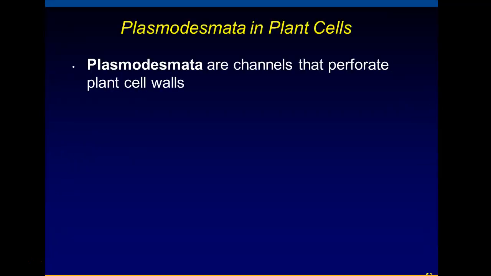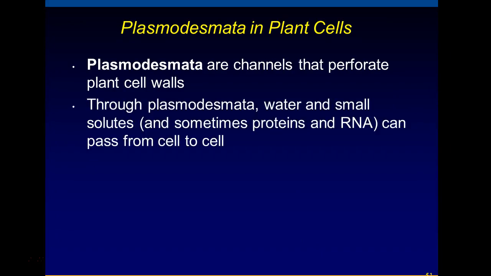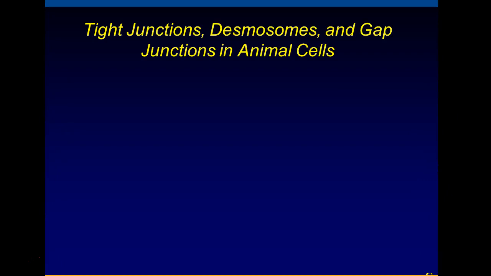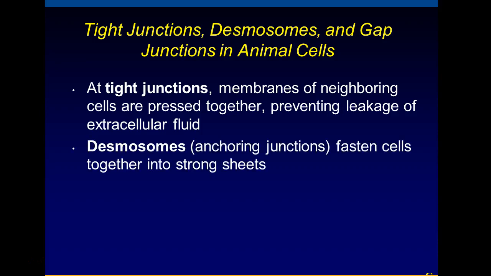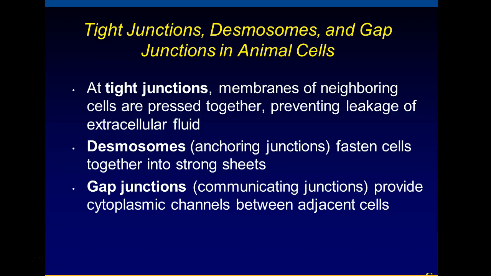So really quick, these plasmodesmata are channels that perforate plant cell walls. Water and small solutes, sometimes proteins and RNA, can pass from cell to cell. Then there are the tight junctions, the desmosomes, and the gap junctions in animal cells. In tight junctions, membranes of neighboring cells are pressed together, preventing the leakage of extracellular fluid. The desmosomes are anchoring junctions. They fasten cells together in strong sheets. And the gap junctions are like our communicators. They provide cytoplasmic channels between adjacent cells. You are going to have to know the difference between all of these.